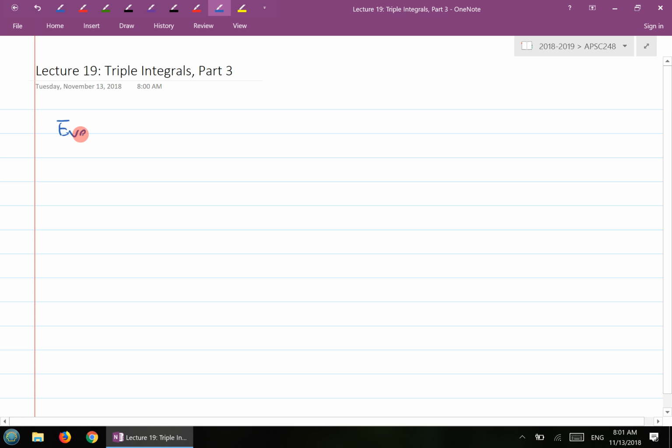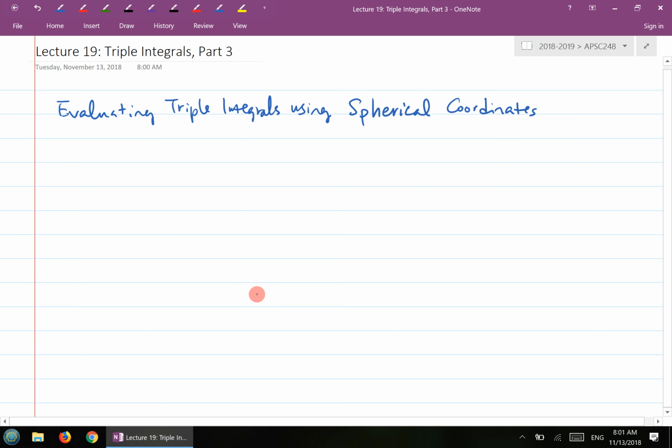Let's look at evaluating triple integrals using spherical coordinates. So that's the third one. Let's take a look at what spherical coordinates are.